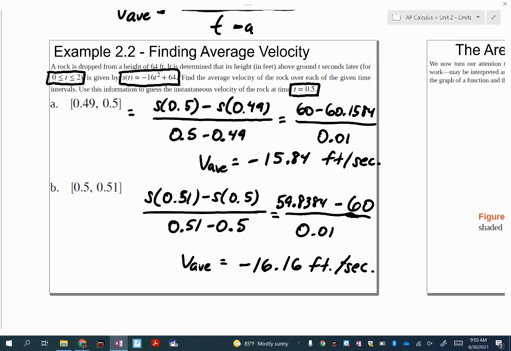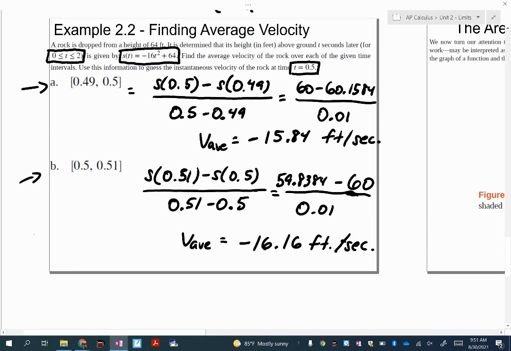And if you notice, we went just below 0.5 seconds, right? Part A was just below 0.5, and part B was just past 0.5. So the idea is it should be somewhere in between. If I look, negative 15.84 and negative 16.16, they're both 0.16 feet per second away from negative 16. So I would guess that the instantaneous velocity, so I'll put velocity instantaneous, my guess would be that it's negative 16 feet per second. And again, we'll show you later on in this course how we can do that specifically or exactly instead of just guessing.